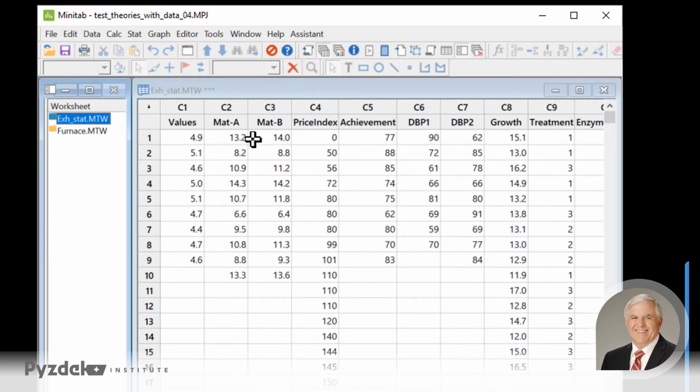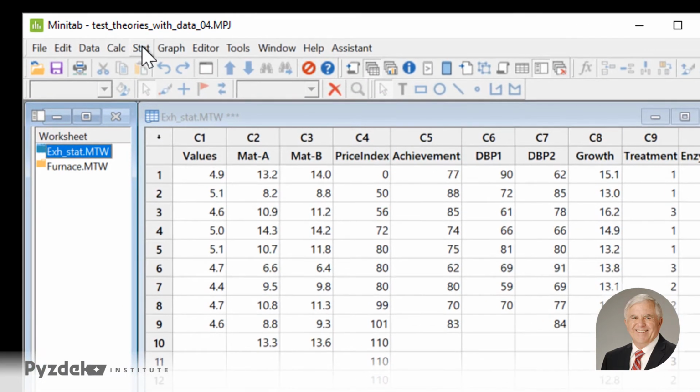Again, I can see there are big differences between the different pieces. I'm not interested in that. I'm only interested in the materials themselves. I can't do a t-test because I grouped those together, and it would include the differences between the pieces as well as the differences between the materials. So let's go ahead and take a look at using Minitab to analyze these data.